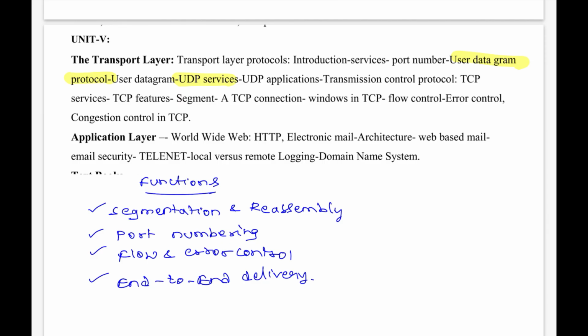Whereas there is another service that is called the Transmission Control Protocol.